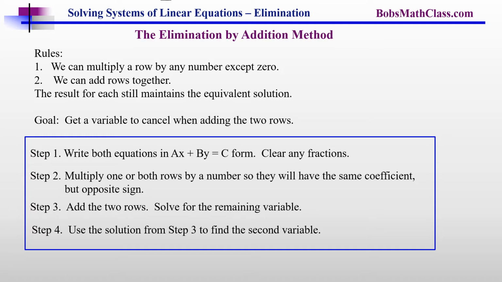Okay, here are our rules. We can multiply a row by any number except 0. So you could take a row and multiply it by 5 or -2. It's still the same row, just looks different. And number 2, we can add rows together. So if you add 2 rows together, the result will still have the same solution as the other 2 equations.